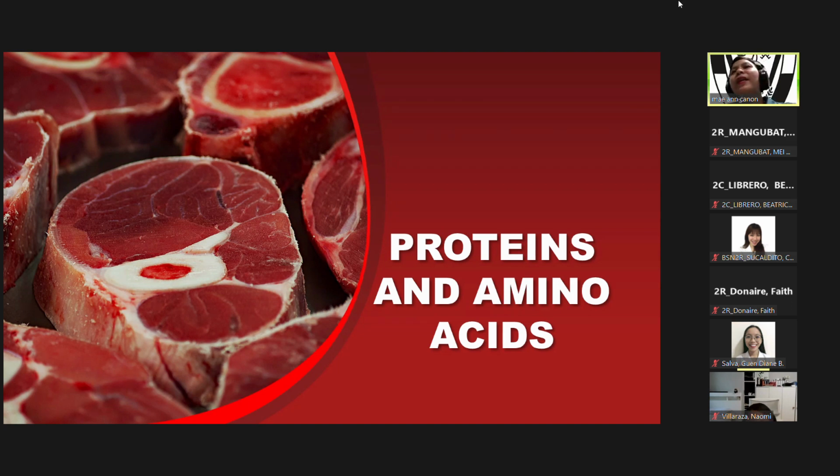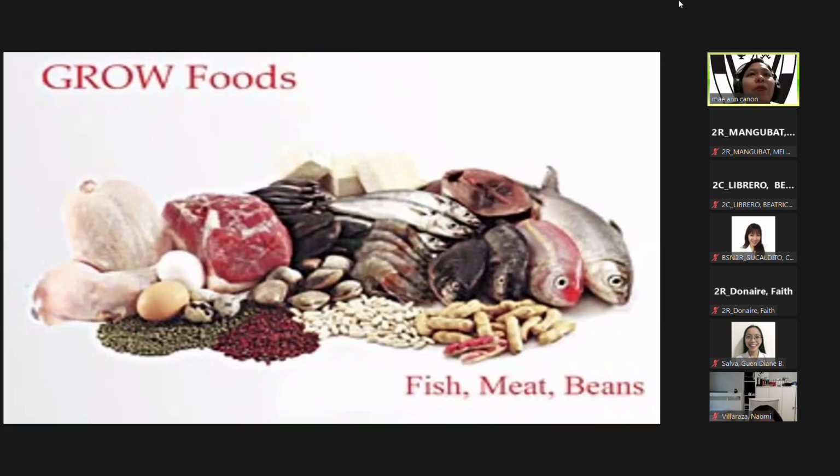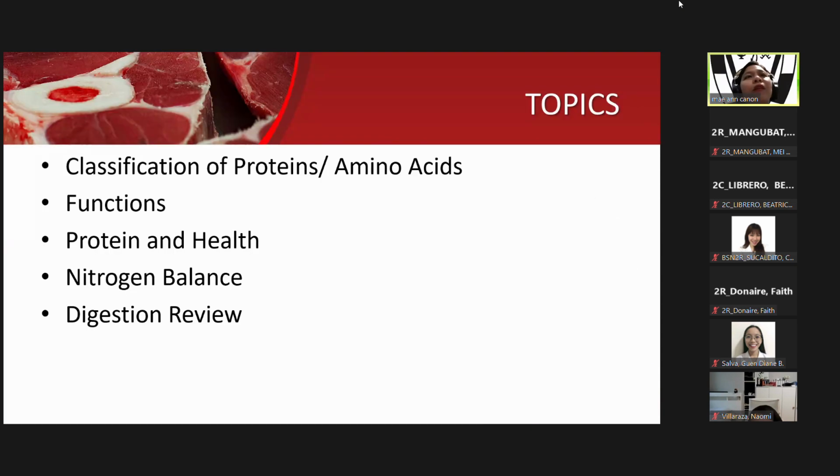Okay. With this, another topic is one of your macronutrients, protein. So, protein, you still remember, one gram of protein is equivalent to 4 calories. And the main sources of your protein are the following: fish, meat, beans. They are rich in protein.